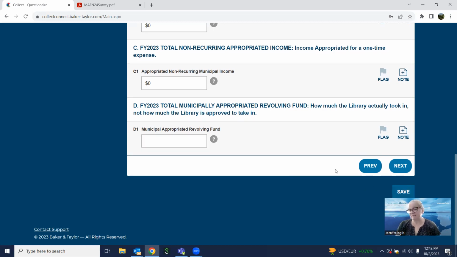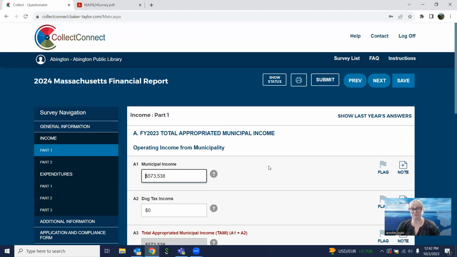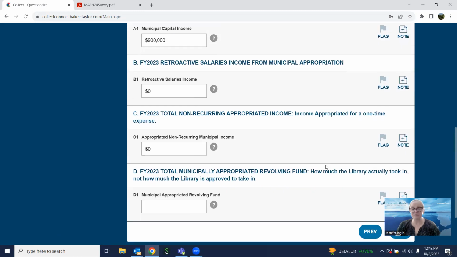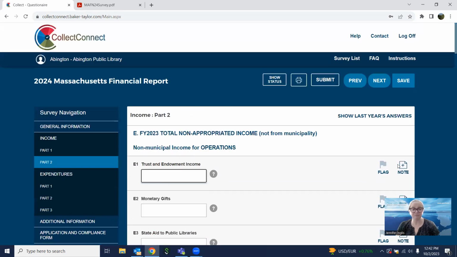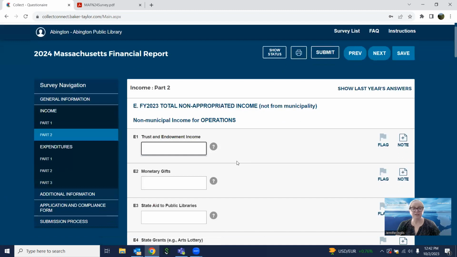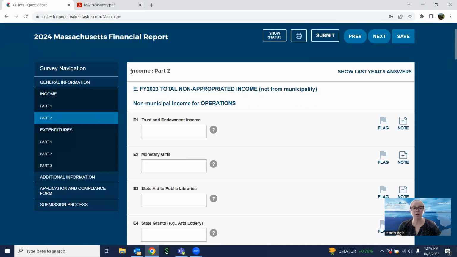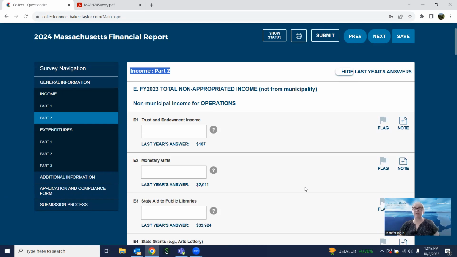I'm going to hit save here, imagining that we had entered information. And then I'm going to go to the next page. So the next is income part 2. And I'm going to show last year's answers here because I think it's useful sometimes to see what you've previously entered, and that can flag for you an error sometimes.